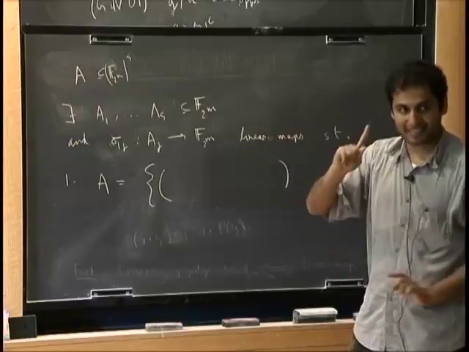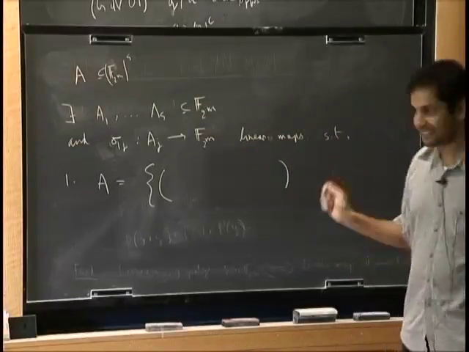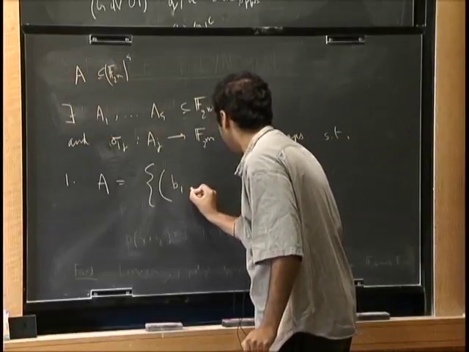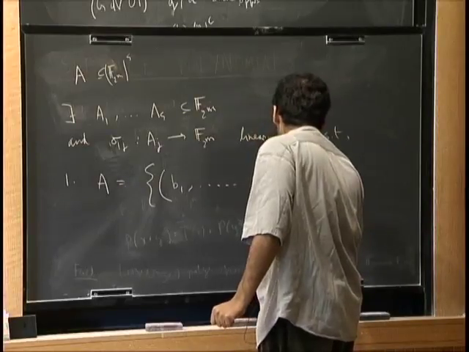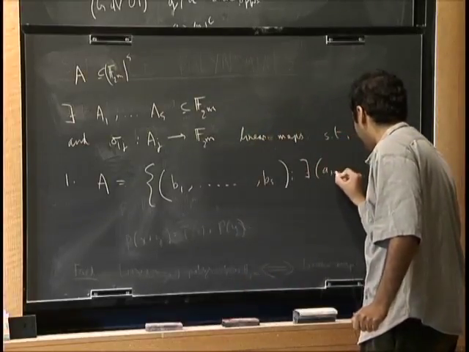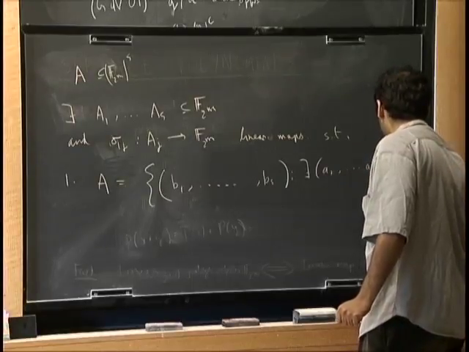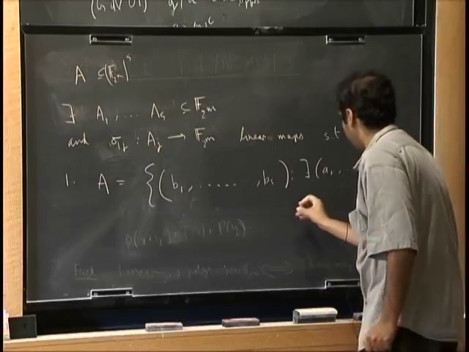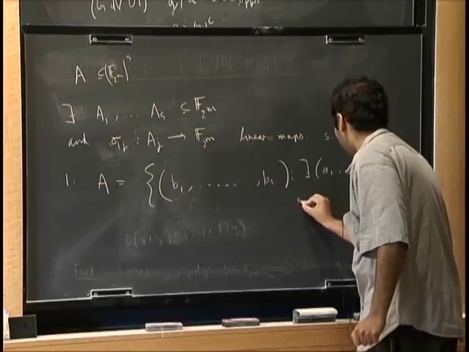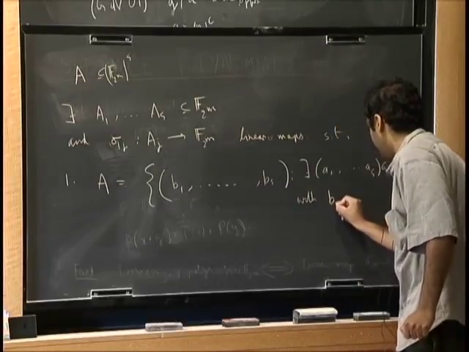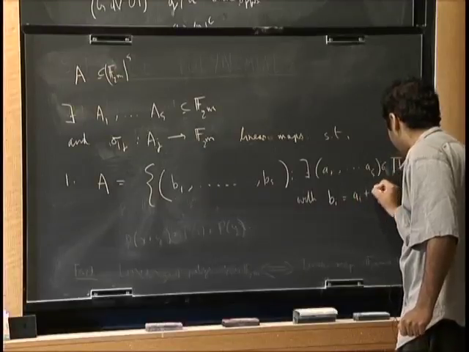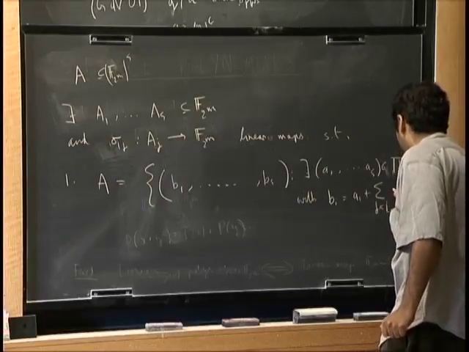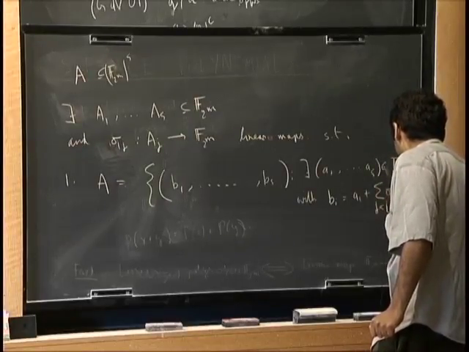Once I state the decomposition and I said echelon form, it should be sort of clear what happened just now. A is exactly equal to the set of all B1 up to Bs, such that there exist A1 up to As in the product of the Ai with Bi equal to Ai plus the sum over all j less than i of sigma ij of aj.